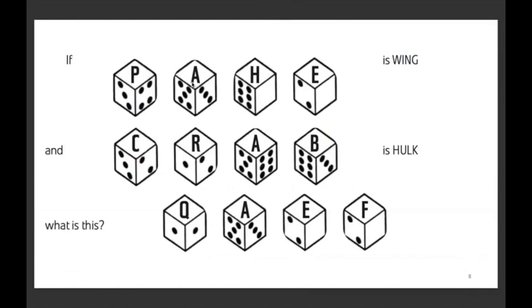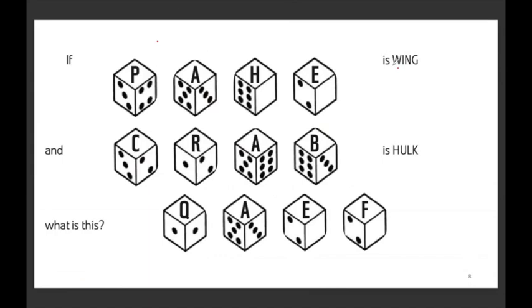If this PAHE with some dice number is WING and this is equal, then what will this equal to? Okay. Here, if you try to find the correlationship, it is a 4-letter word here, and here also it's a 4-letter word, which means there's some correlationship between the letters that are given.